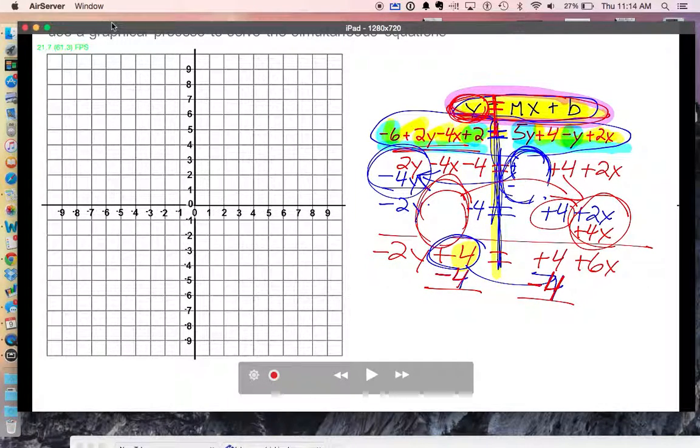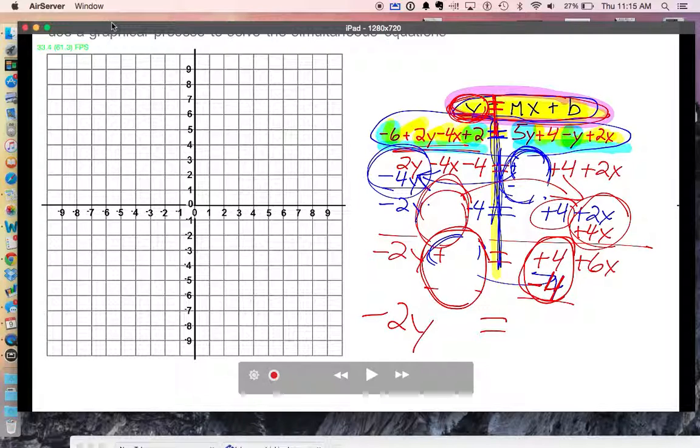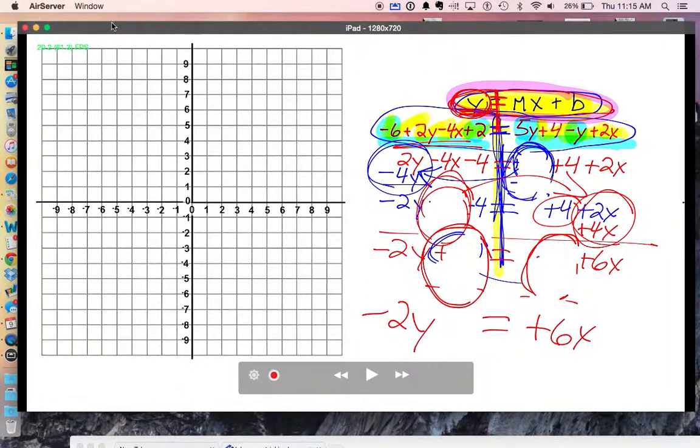So then I have -2y combined with +4 minus 4 is 0, so those just cancel, equals, and the same thing over here, it's actually also going to cancel. +4 and -4 is 0, so those cancel. So then I'm just left with +6x on the right hand side. So now I'm much closer to my goal of y equals mx plus b, but I'm still not there.